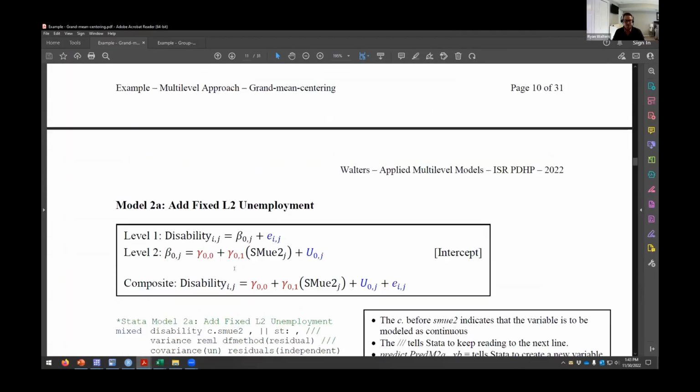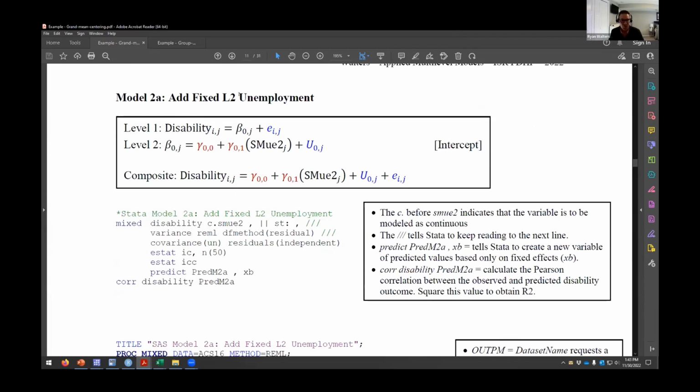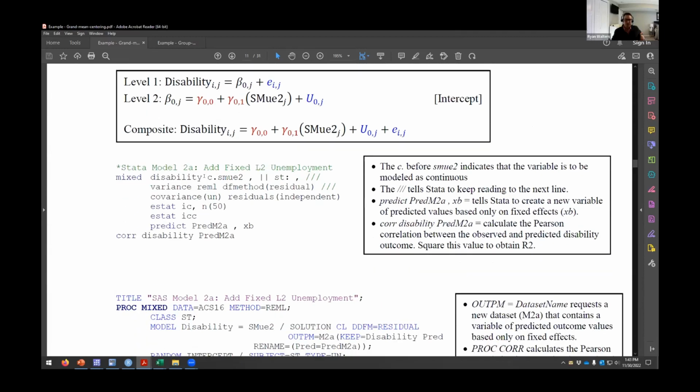So if I scroll down, the first thing we're going to add is level 2 unemployment. We can see the equation that we had earlier, actually. We have a fixed effect for state mean unemployment. The only thing we're adding to the mix statement now is telling Stata we want a fixed effect that we're going to treat as continuous for state mean unemployment centered at 2. We're also going to use the predict statement to ask for predicted values that we're going to call pred M2A. And then XB is going to tell it to only include predicted values based on the fixed effects only, X beta only, and then we're going to correlate that.